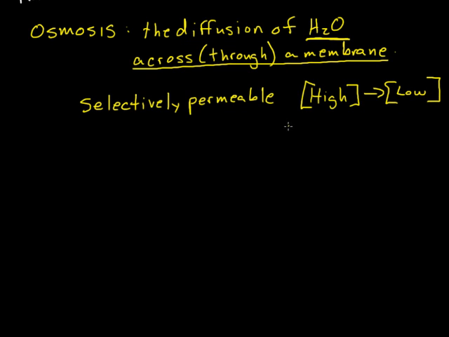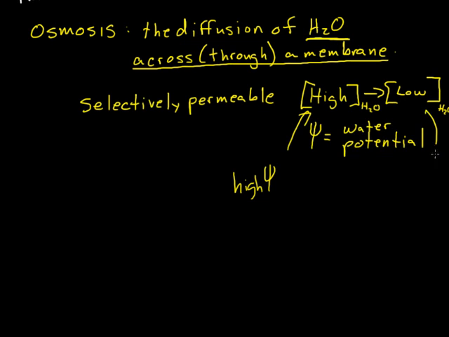Now, in various textbooks, when they start talking about water movement and osmosis, instead of writing water concentration in brackets like this, they'll often use the Greek letter psi, and they'll refer to it as water potential. And water potential, for our purposes, basically means the same thing as saying high concentration of H2O and low concentration of H2O. So, in other words, this state equals high water potential, and this state over here equals low water potential.